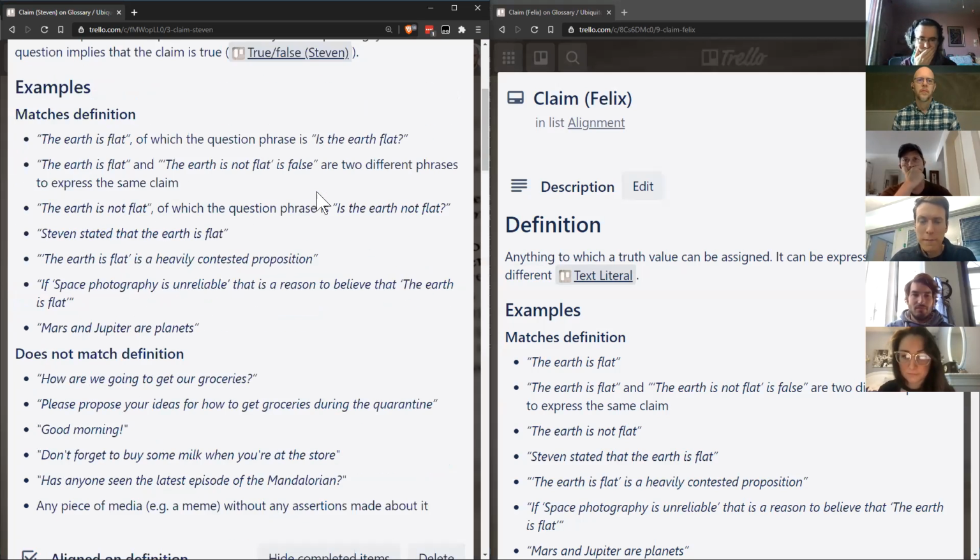So if you look at the examples there, well, actually that's a bad example because it's not a claim phrase, it's a question. So maybe we should add that. Yeah, mine is in the examples section.